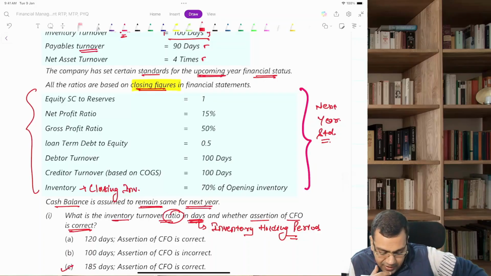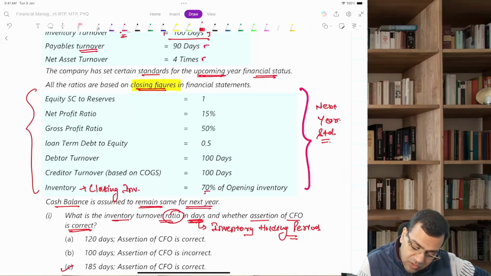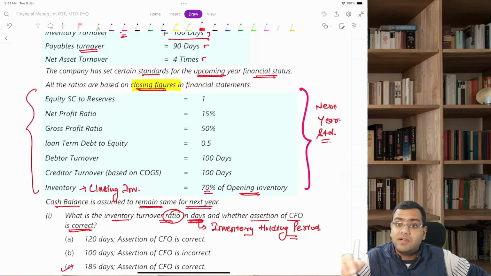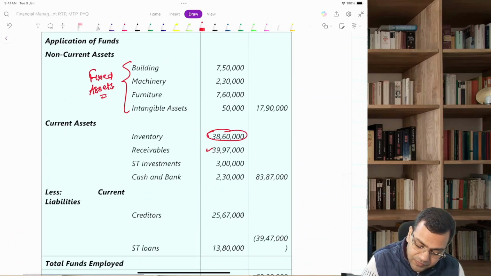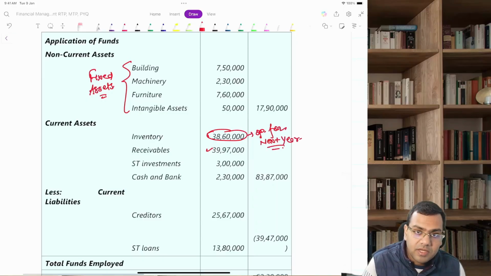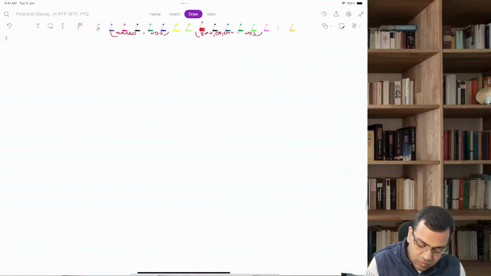Let's talk about inventory. Inventory says the closing inventory will be 70% of the opening inventory. Now next year, what will be the opening inventory? Next year opening inventory will be this year's closing inventory. This will become the opening for next year, isn't it? So can we calculate for working capital what we will take here now?